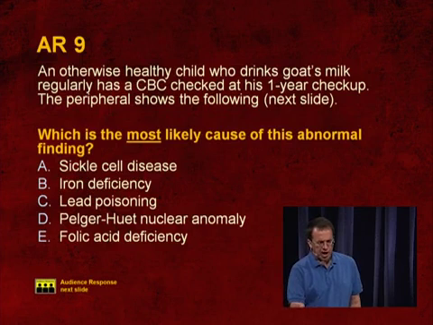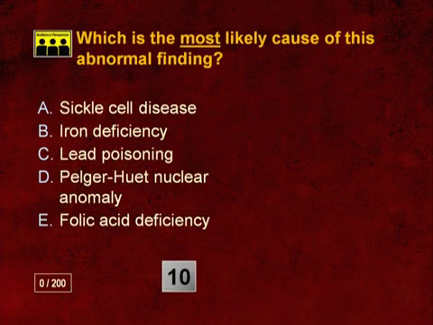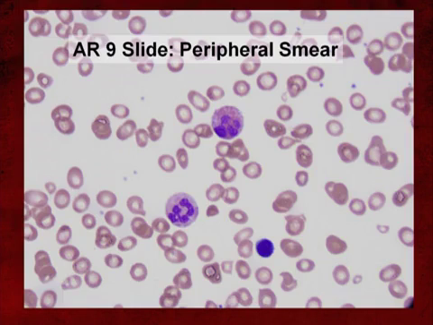An otherwise healthy child who drinks goat's milk regularly has a CBC checked at his 1-year checkup. The peripheral smear shows the following. And I think I got these goofed up, and I apologize. I meant to bring them up. So we're gonna guess. You'll see it, but take a guess on what their issue is. And if anybody gets this wrong, you're just plain being contrarian, given how much we've already talked about this. Okay, contrarians. I'm not even going to talk about those answers.